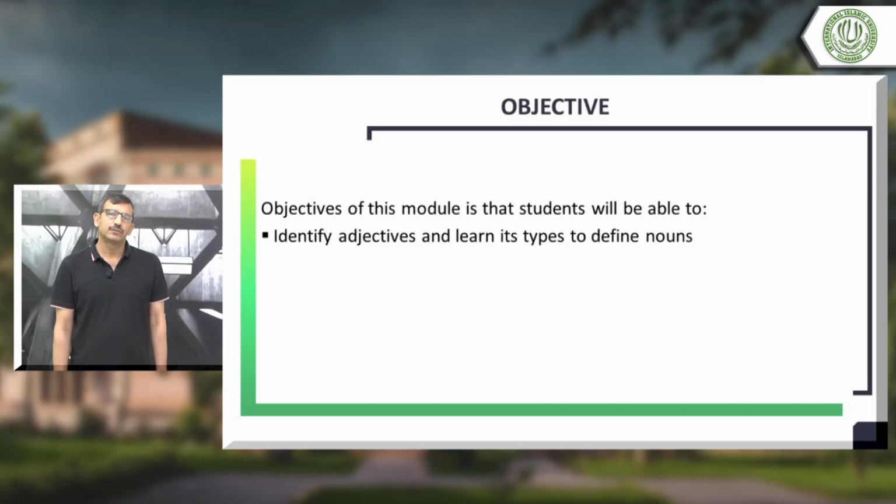Let's start with the third part of speech, that is adjective. The objective of this module is that students will be able to identify adjectives and learn its types to define nouns. Before moving on to study adjectives in detail, let's start with an activity in which you will find out how adjectives are used in this paragraph.